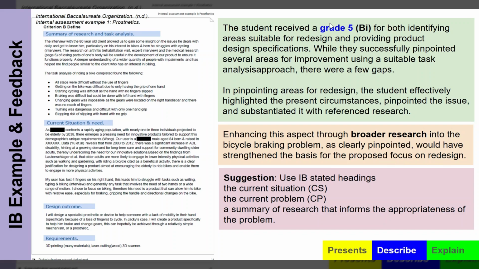Okay, to get a grade 5 for this is quite good. So my suggestion is just to follow, if this was broken down into the current situation, the current problem, and then a summary of the research. So you've got the current situation and need here. I would have these as individual subheadings personally, just to make sure that you're ticking all the boxes.